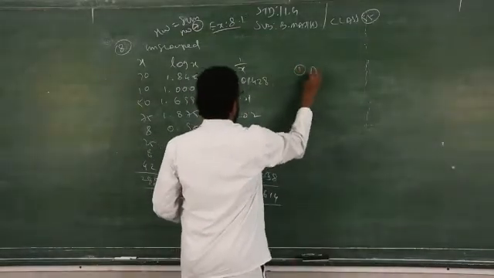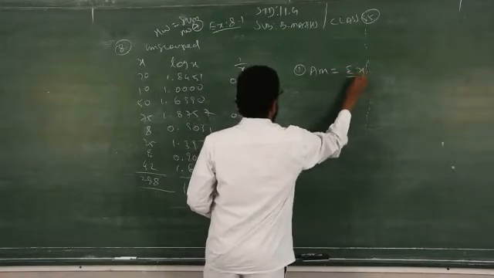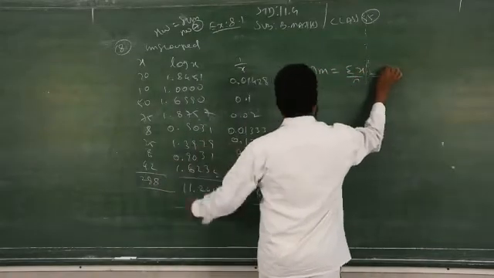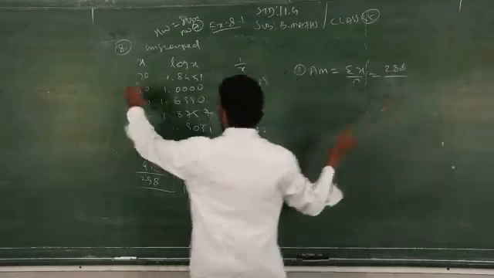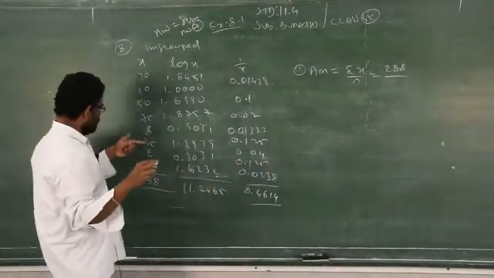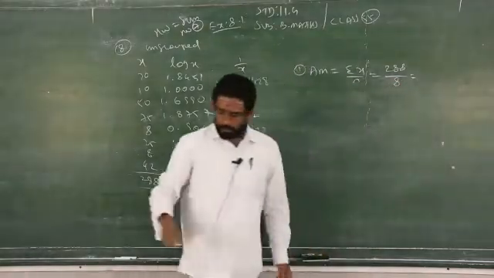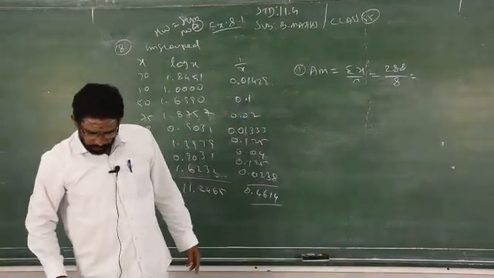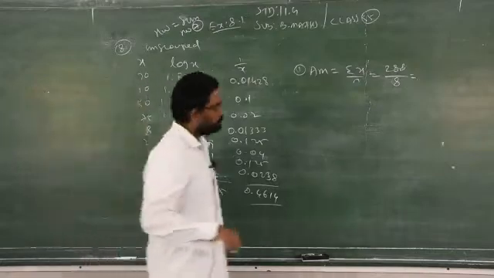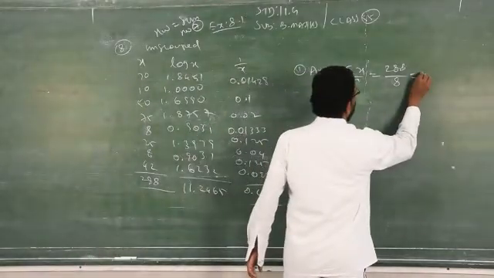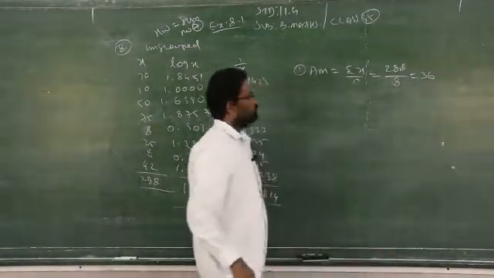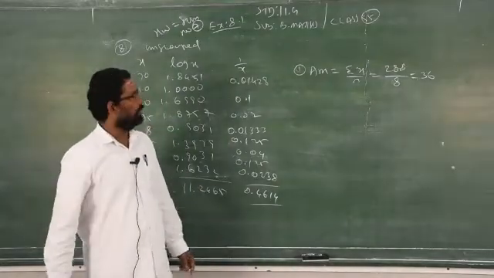First one, AM, summation x by n. What will be the total? 288 by, how many data? 1, 2, 3, 4, 5, 6, 7, 8. So when you divide, what will be the answer? You will get the answer as 36. Clear? You get 36.